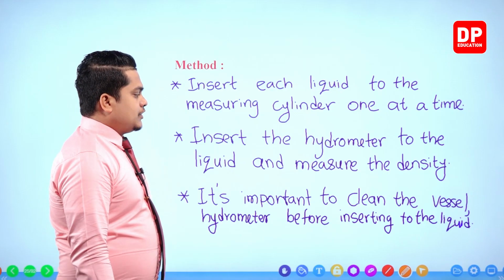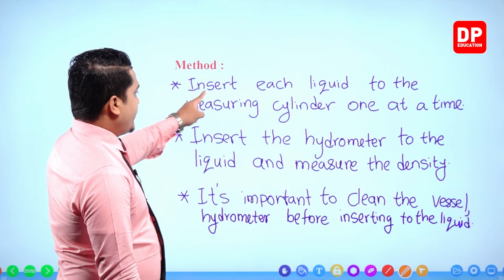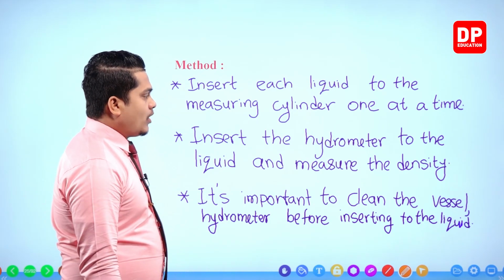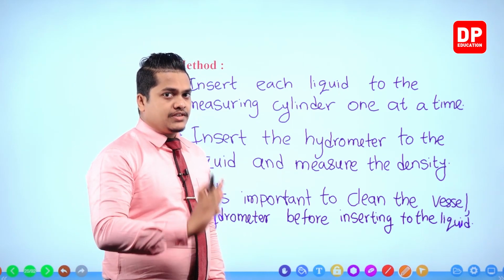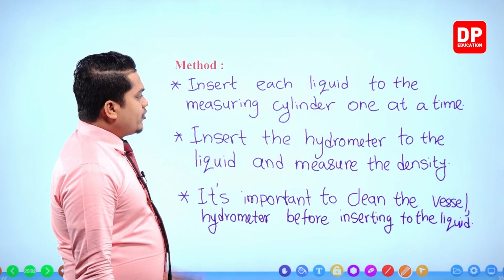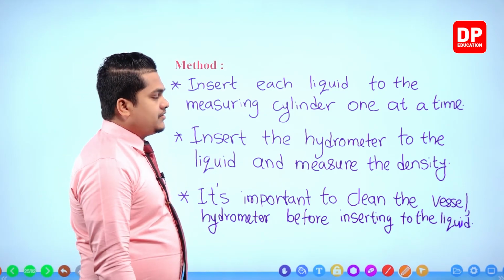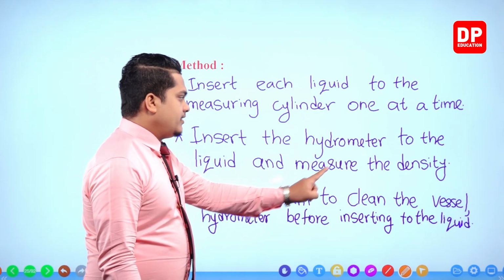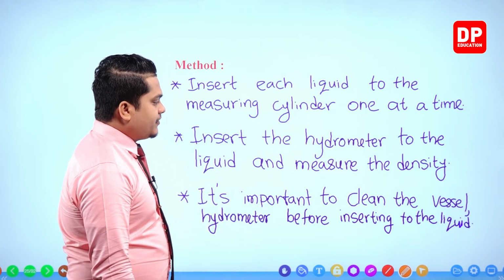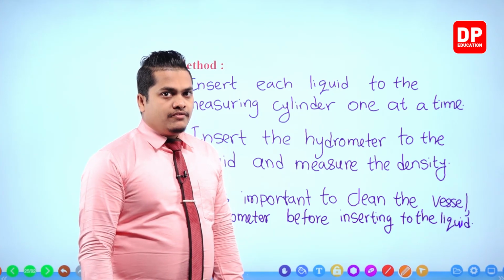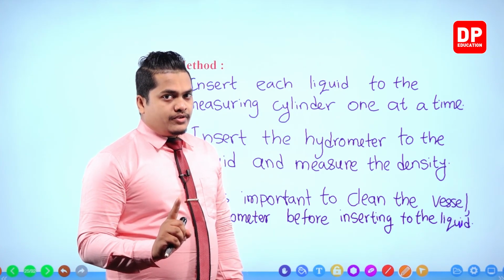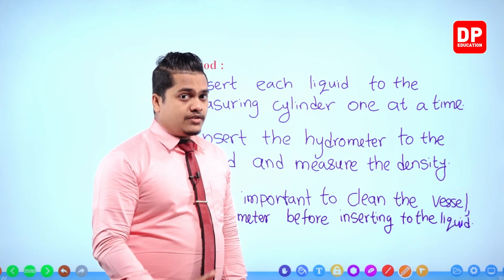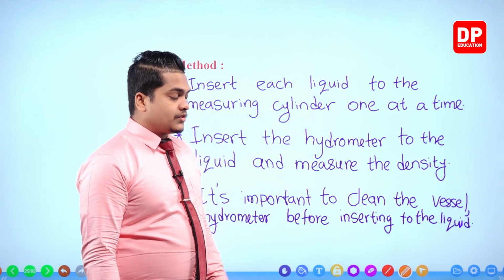Right. So this is the method. First of all, you have to insert each liquid into the measuring cylinder one at a time. That means separately, one at a time. Then insert the hydrometer into the liquid and measure the density. But remember, it's important to clean the vessel and the hydrometer before inserting into the liquid, right? Make sure to clean out the hydrometer and also the vessel as well.